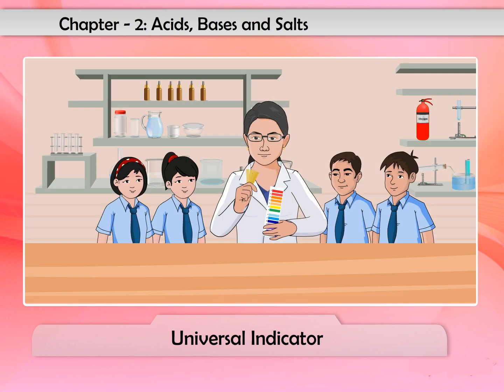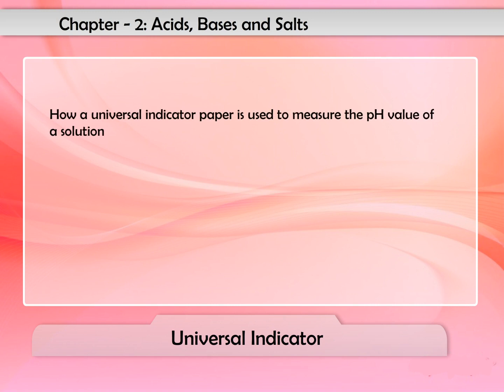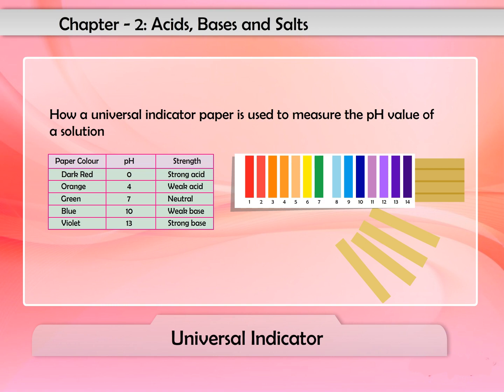We will now describe how a universal indicator paper is used to measure the pH value of a solution. If on putting a drop of a solution on the universal indicator paper, the paper turns dark red, then its pH will be around 0. Hence, it will be a strong acid.